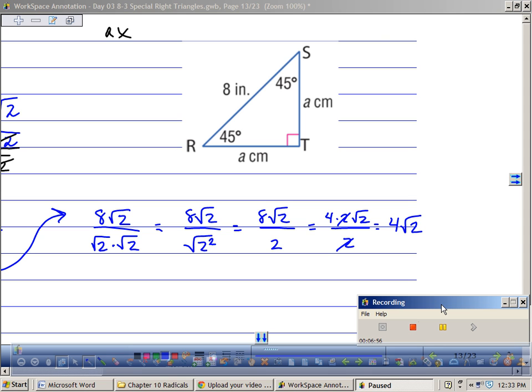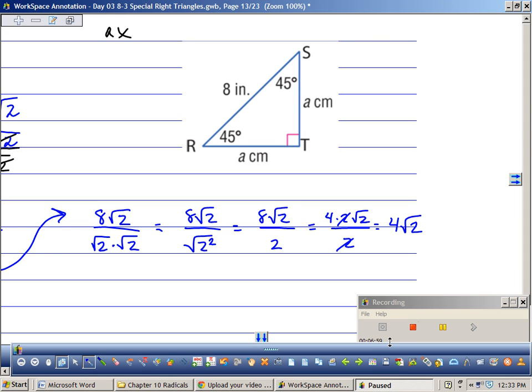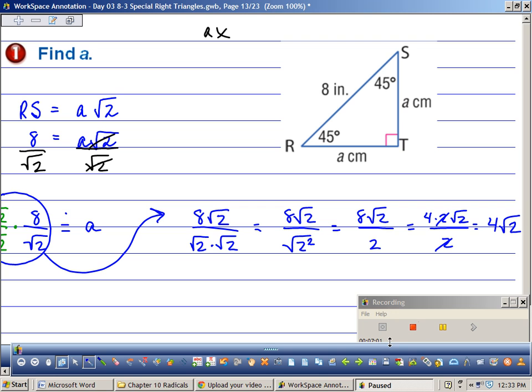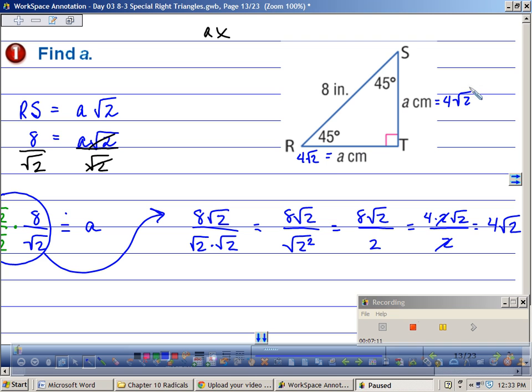So let's go back and look at this. A equals 4 root 2, and A equals 4 root 2. And if I were to put this in the Pythagorean theorem, I would square this and square this, add them together, and I should get 8. Right?